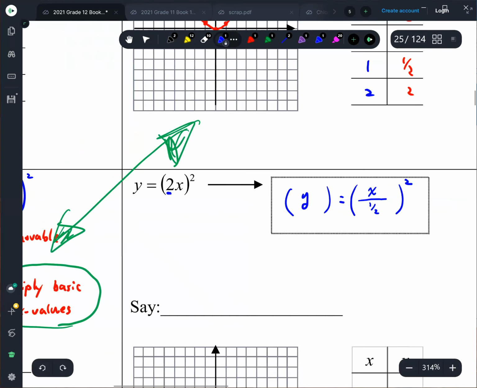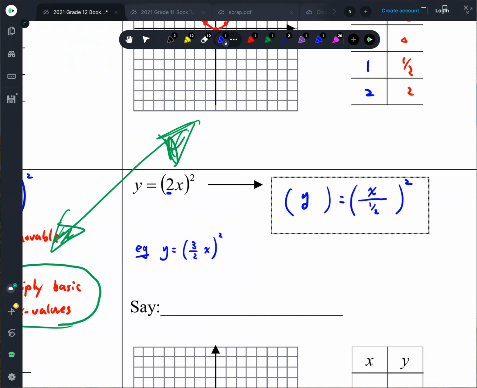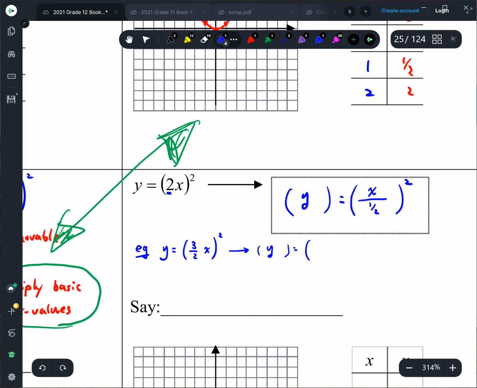Okay, so just an extra example, if you see something like y equals to 3/2x squared, right? So 3/2 is for the x. It's inside the brackets, non-movable. So if I want to change it into the form that we want, you need to move the 3/2 under. So it becomes x over 2/3. Okay, so you need to know when to flip it. If you have a number beside the x, you want to move it under, you need to do the flipping.